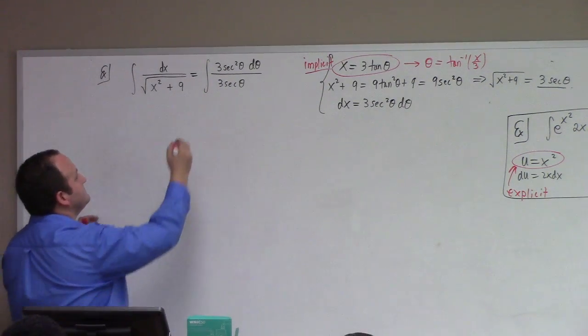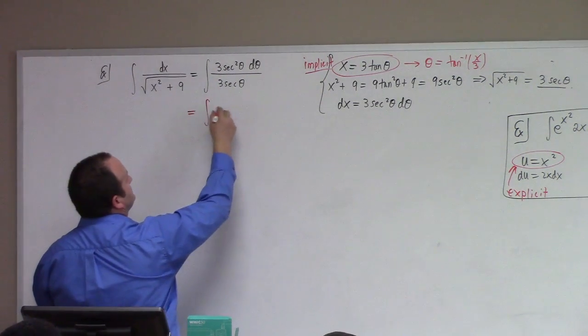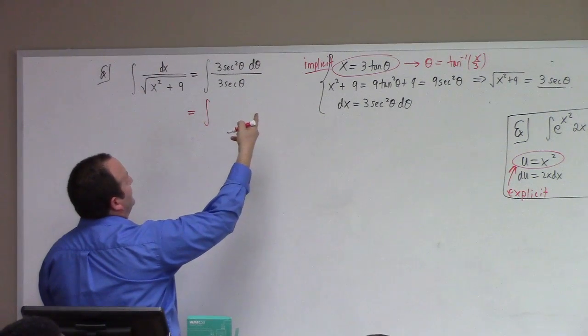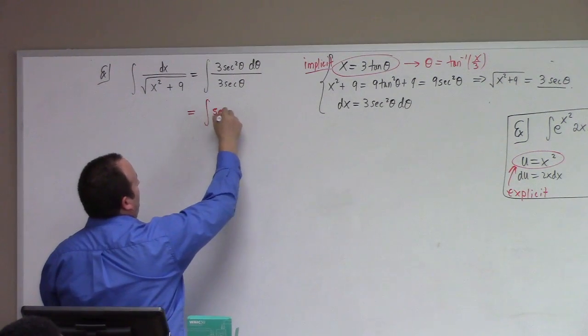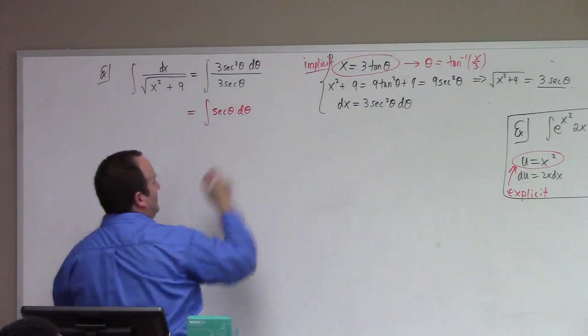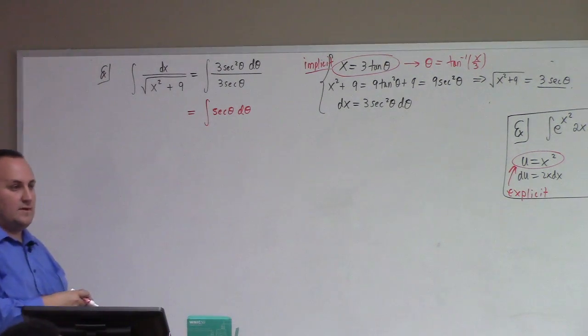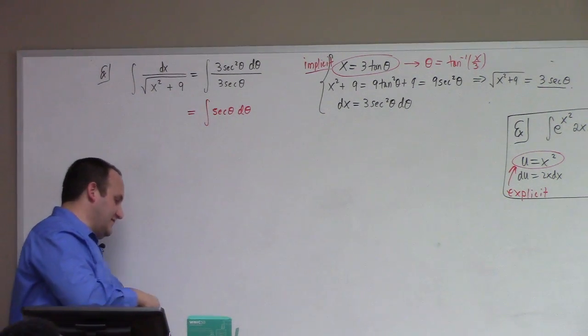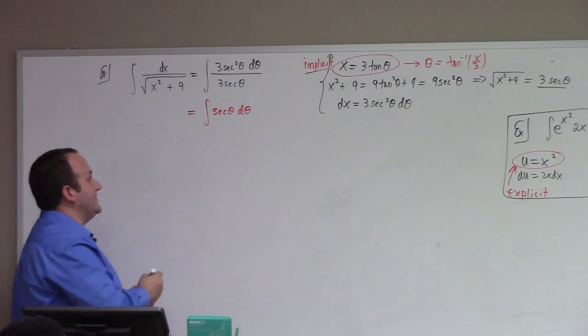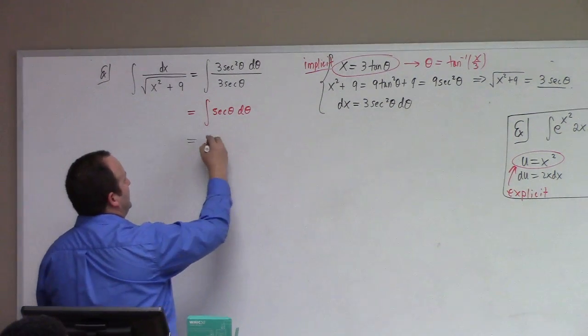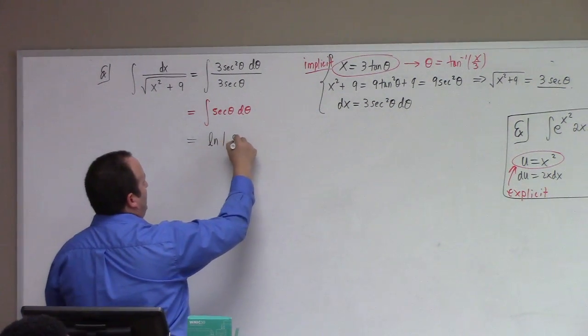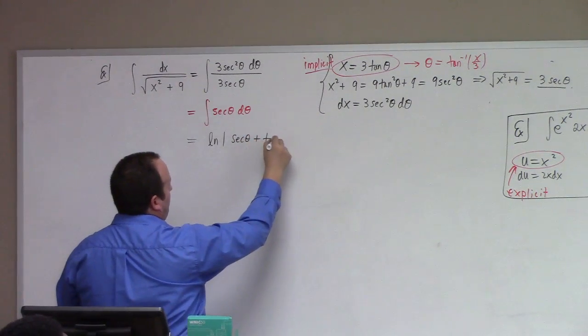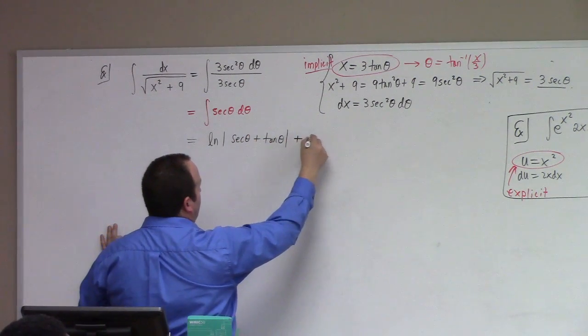Okay, then what? Oh, the 3's cancel, right? So we're just left with secant theta d theta, right? If only we had done the integral of secant theta in some previous class. Oh, we did. So this is the natural log of the absolute value of secant theta plus tangent theta. We worked that out Friday, right?